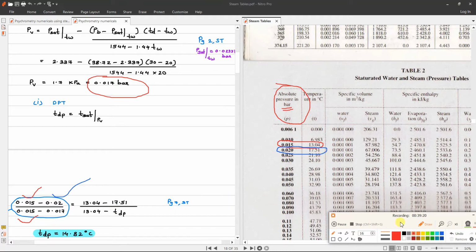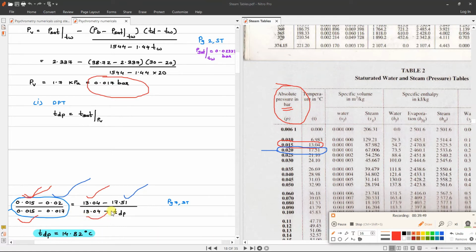Now what is the value of temperature corresponding to this 0.015? This value is 13.04. So this is 13.04 minus, for 0.02 bar, what is the temperature? 17.51. So 17.51 divided by, again for 0.015 bar, what is the corresponding saturation temperature?